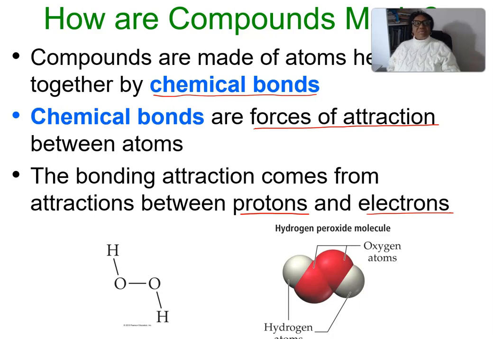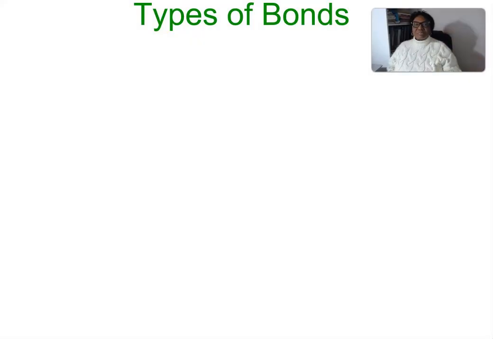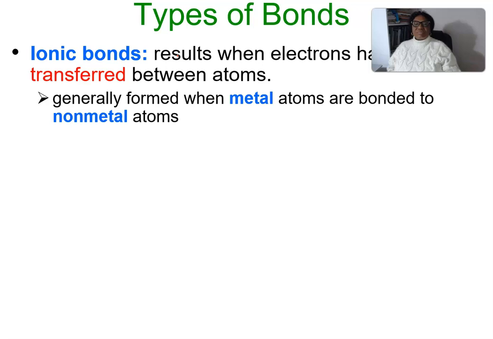Let's look at the types of chemical bonds. We have two main types of chemical bonds. Ionic results from the transfer of electrons between atoms and is generally formed between metal atoms and non-metal atoms. That's an ionic bond.